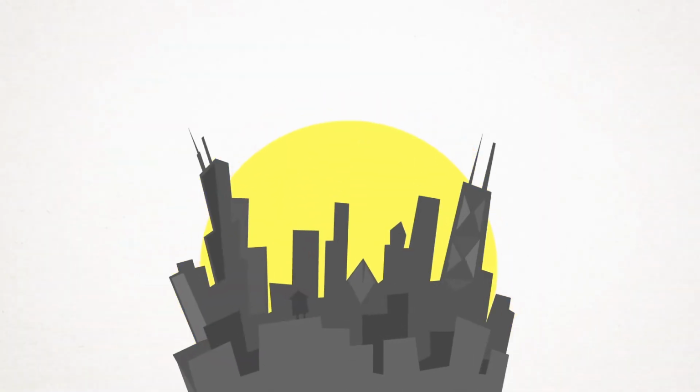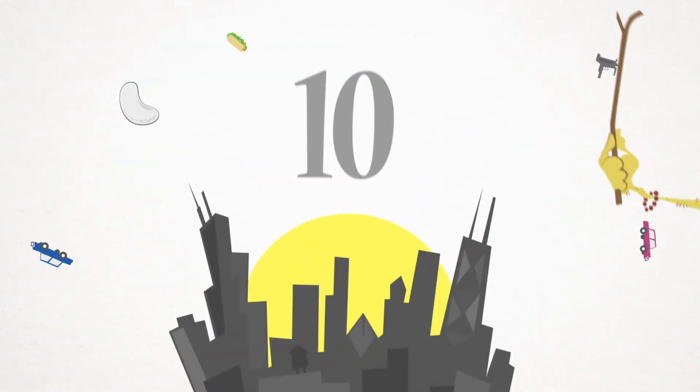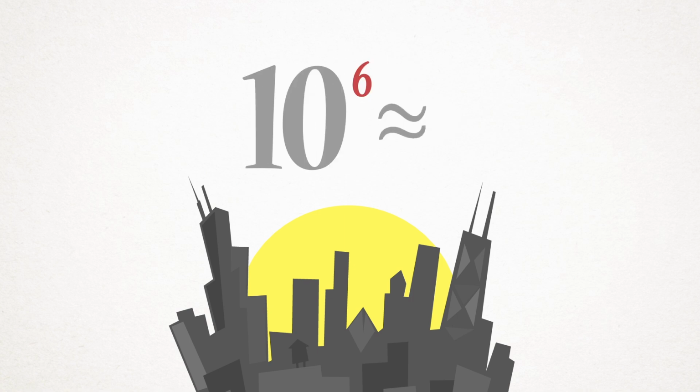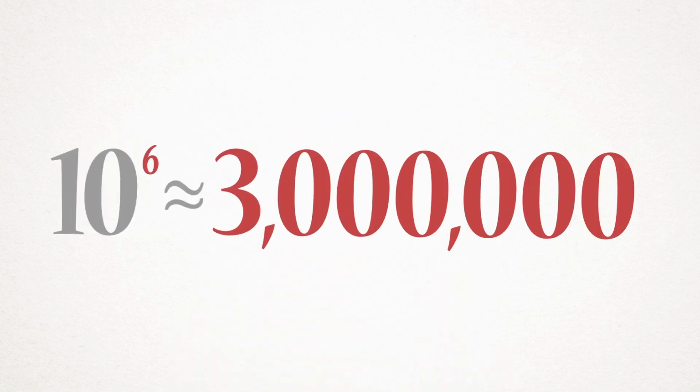We can estimate the magnitude of the population of Chicago as 10 to the power of 6. While this doesn't tell us exactly how many people live there, it serves as an accurate estimation for the actual population of just under 3 million people. So if there are approximately 10 to the 6th people in Chicago, how many pianos are there?